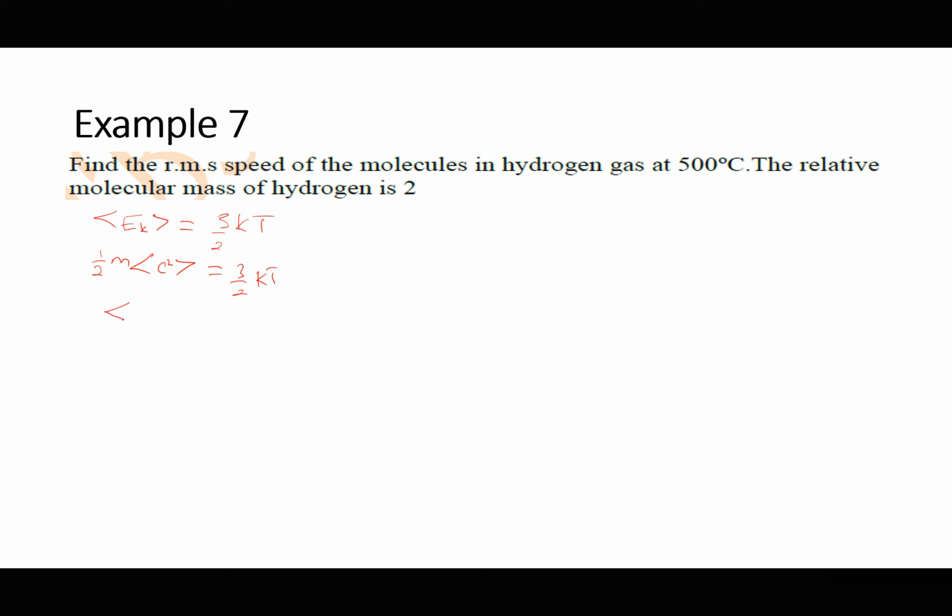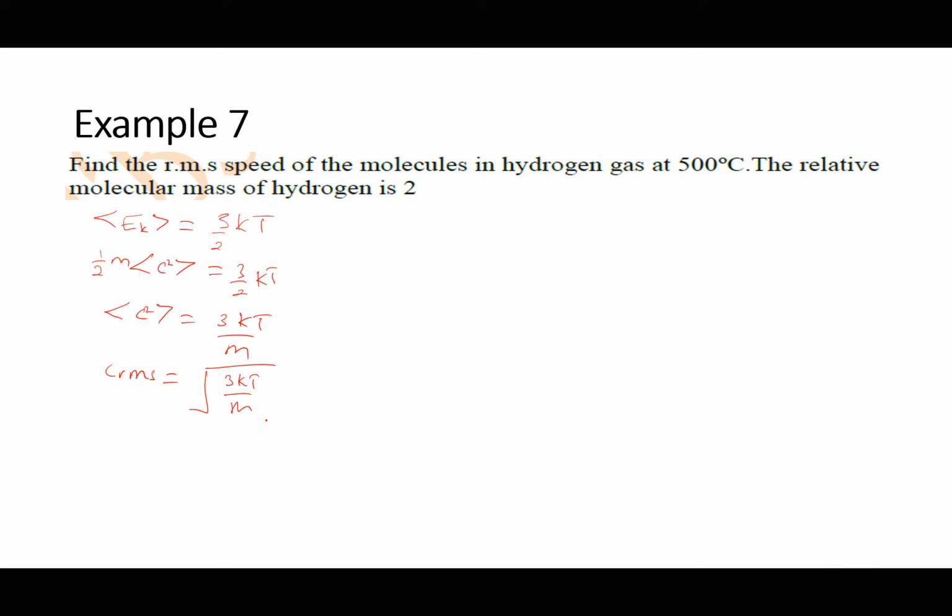So the mean square speed, c squared, is going to be equal to 3kT divided by m. That is the mean square speed. And if I want the root mean square speed, I will actually find the square root of 3kT over m. But I want you to note that we want the root mean square speed of molecules in hydrogen gas. They have given us the relative molecular mass of hydrogen to be 2.